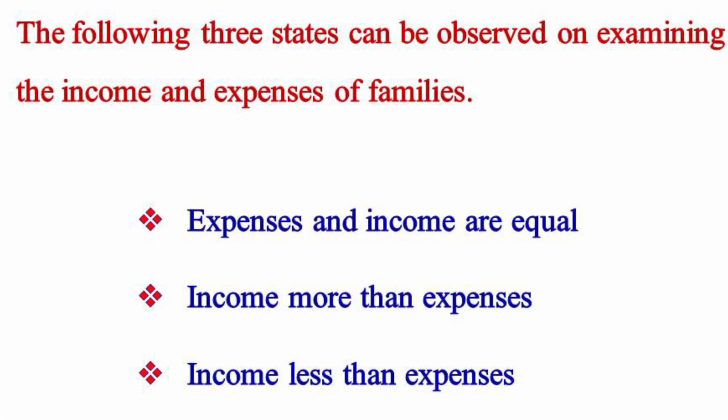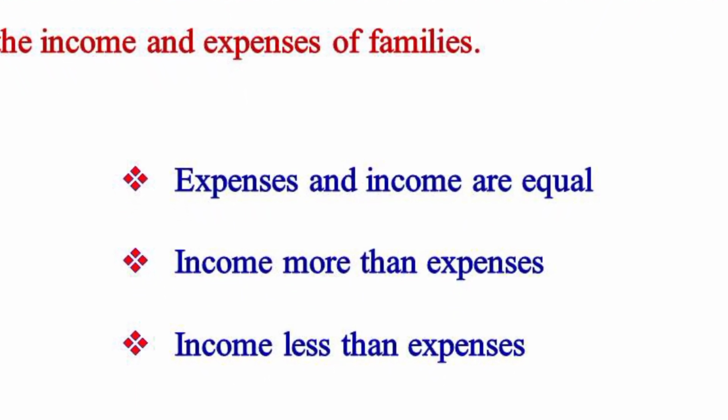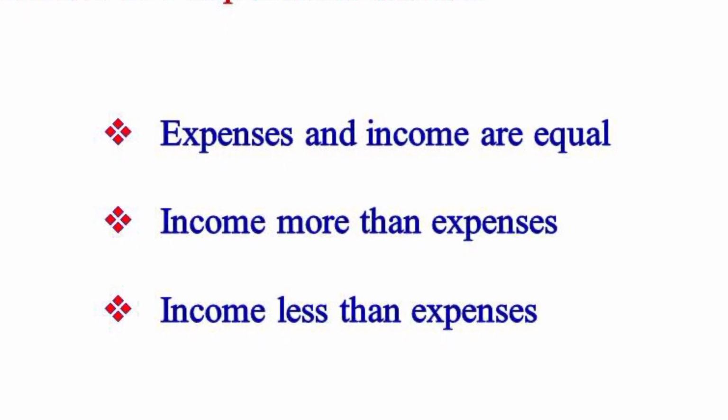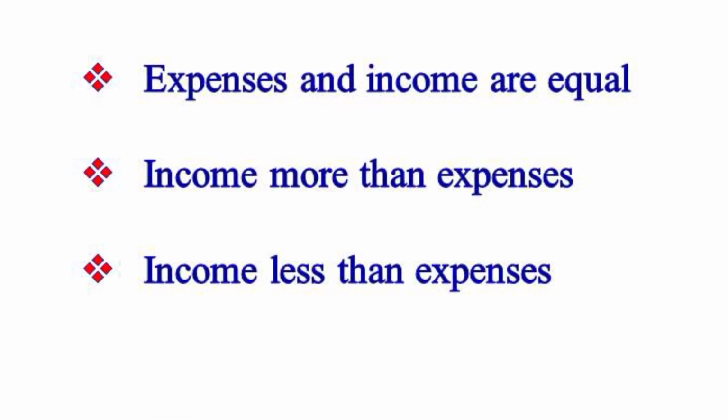The following 3 states can be observed on examining the income and expenses of families. 1. Expenses and income are equal. 2. Income more than expenses. 3. Income less than expenses.